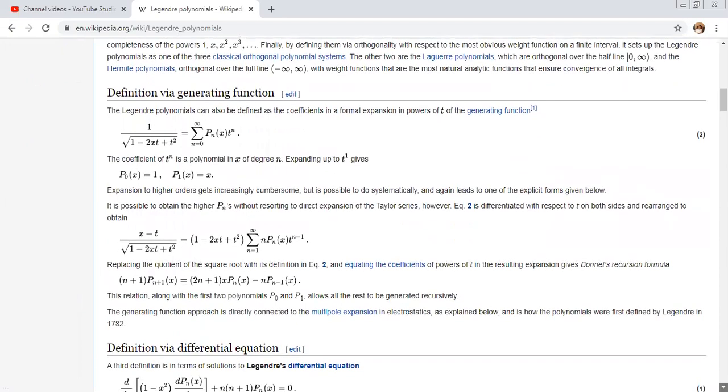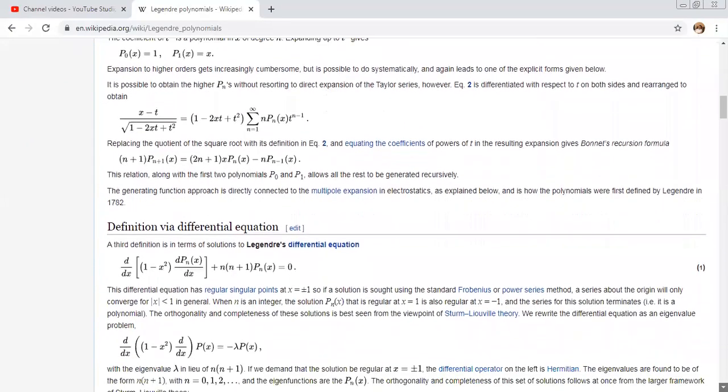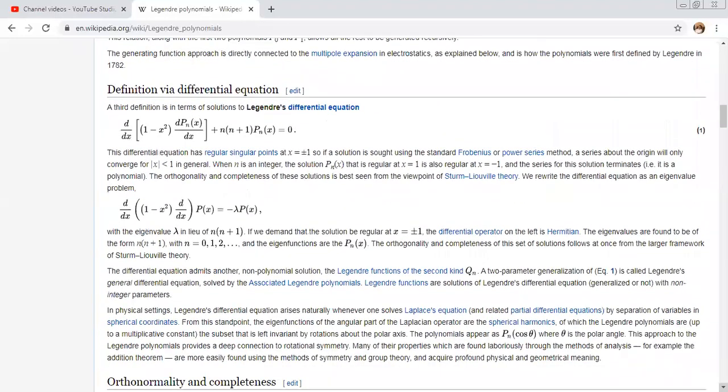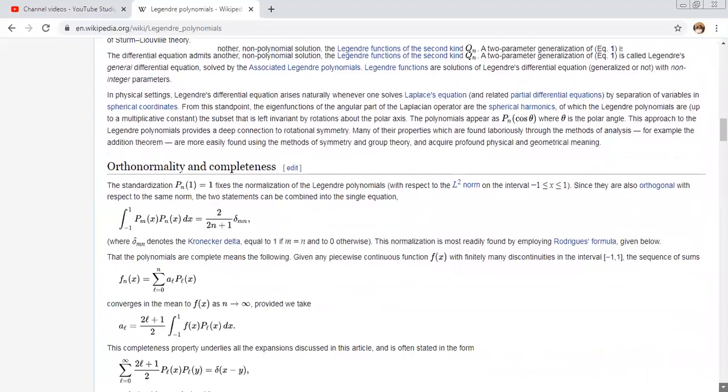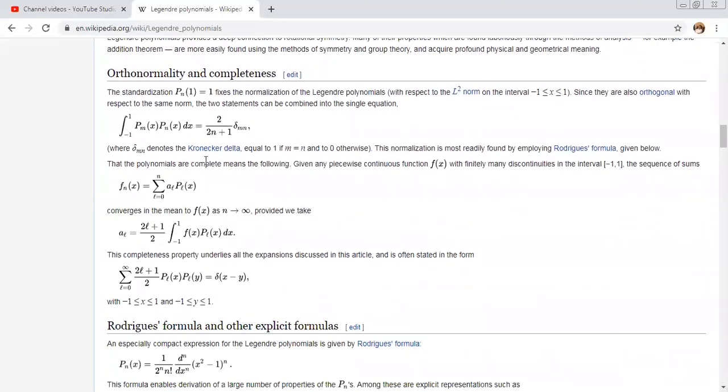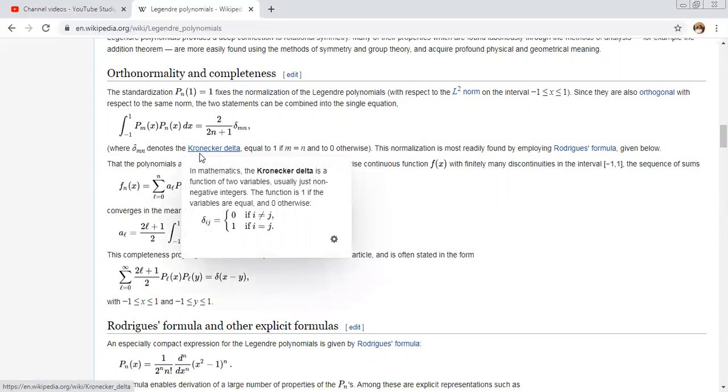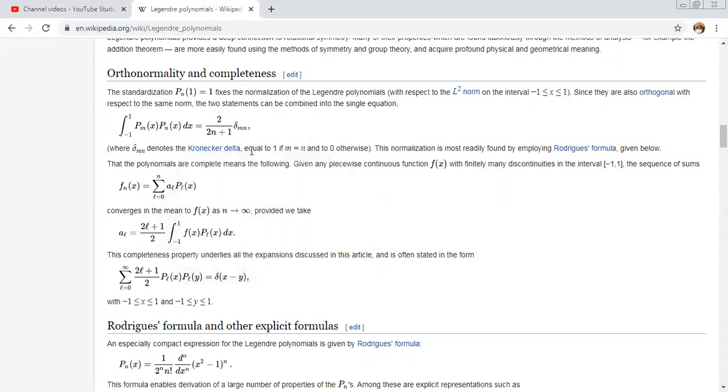Here you can define them by a generating function. You can define them by Legendre's differential equation. These are some of the properties. Orthonormality: Pn multiplied by Pm, the mth order multiplied by the nth order, gives you 2 delta mn over 2m plus 1, or 2n plus 1, where delta is the Kronecker delta. It's equal to 1 or 0. If m is equal to n, then the delta mn is equal to 1, otherwise it's 0.